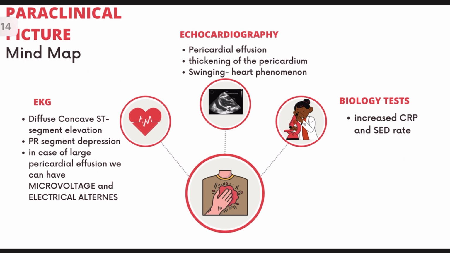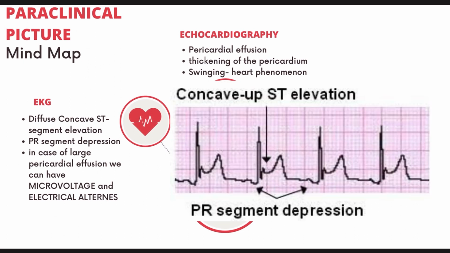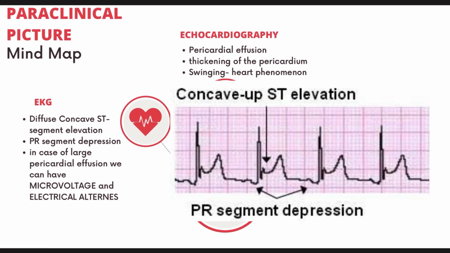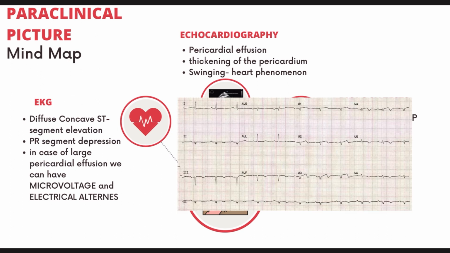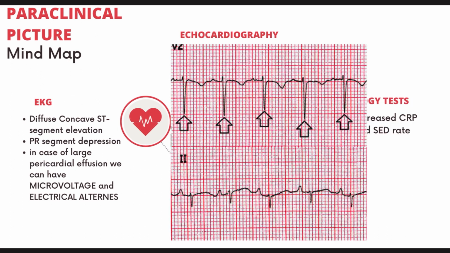In the EKG, you're going to find a diffuse concave ST segment elevation associated with the PR segment depression as shown in the picture. You should know that the EKG can have other variations, depending on the timing. In case of a large pericardial effusion, you may find a microvoltage and a phenomenon called electrical alternans, which is an alternating QRS amplitude, as shown in the picture, explained by the myocardial contraction fighting against the fluid surrounding it.